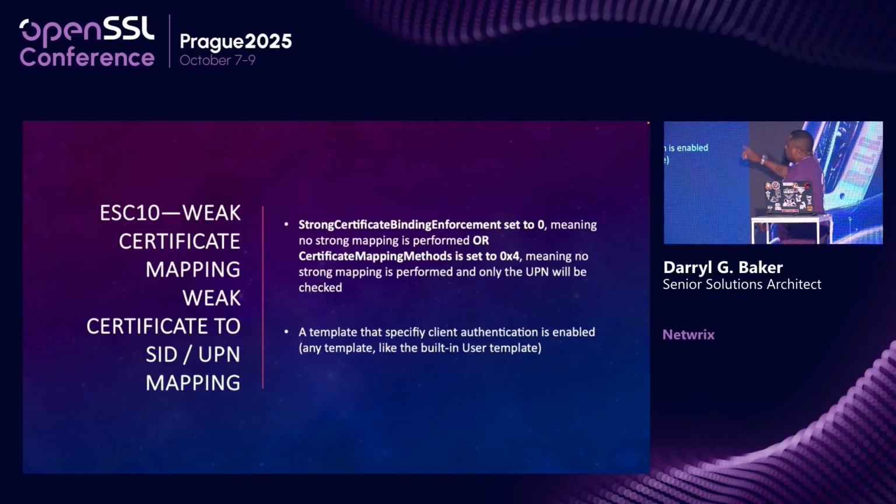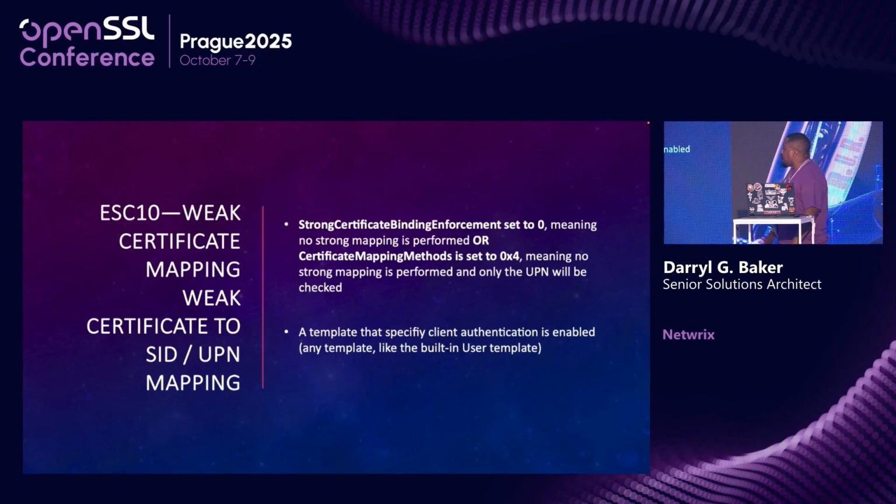So in this case, strong certificate binding enforcement is set to 0, meaning no strong mapping is enforced. Certificate mapping methods is also set to that 4 again, which we saw in the last one. Long story short, this means that you can use partial names or wildcards inside of that SAN. So let's say the full UPN for administrator is administrator@domain.local. I might be able to get away with wildcard admin and let Active Directory find who admin should be associated with. And if admin has the ability to request that certificate, I'll go ahead and get that admin certificate issued to me.